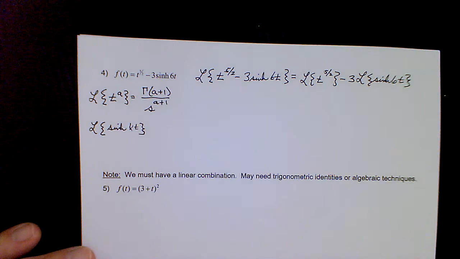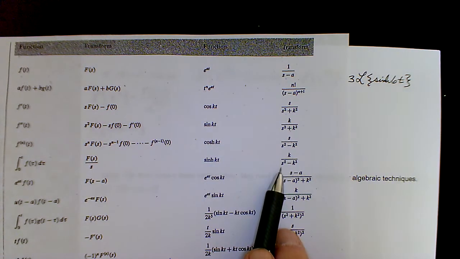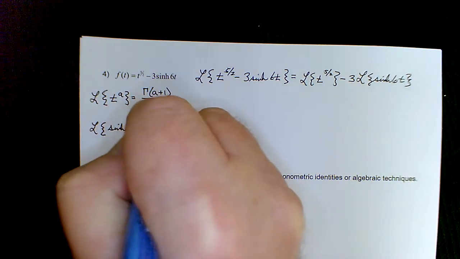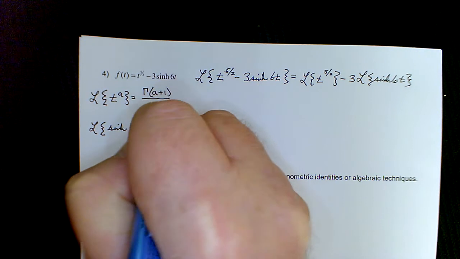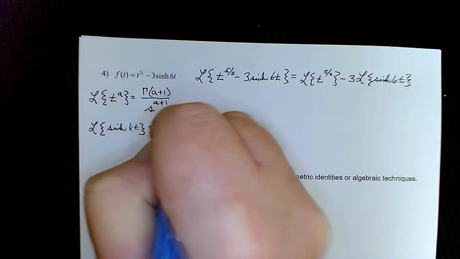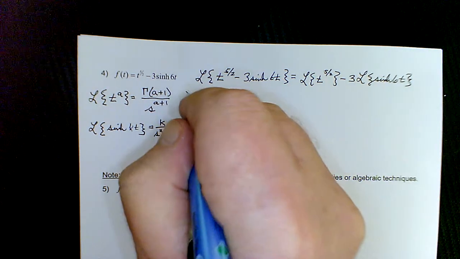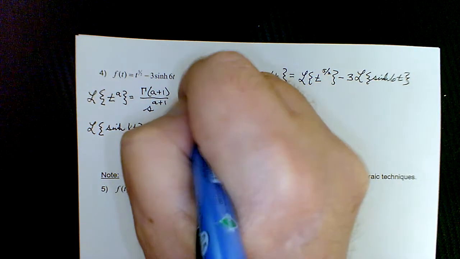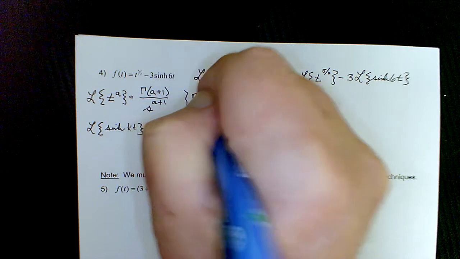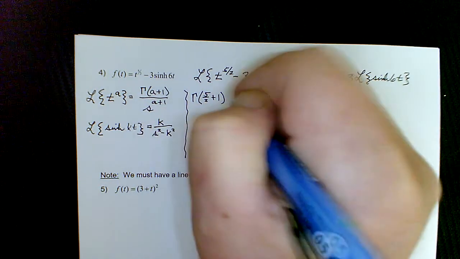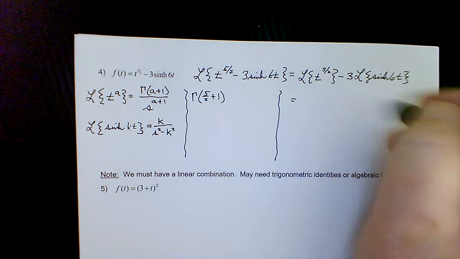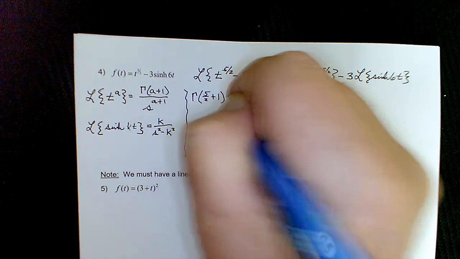Okay, so obviously just want to reference your table here. For hyperbolic sine, it's k over s squared minus k squared. Okay, and then I'm going to do a little wavy line thing again, because now I have to evaluate gamma of a plus 1, where a is 5 halves. Let me do a little wavy line here, and then we'll finish up the problem in this space. So that's gamma of 7 halves.